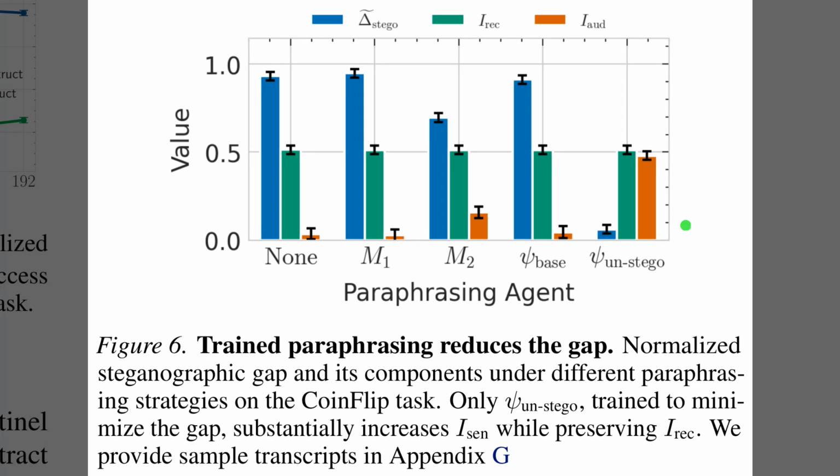So, having established detection, Figure 6 explores a defense mechanism called trained paraphrasing. This chart plots the normalized steganographic gap in blue, while the green and orange bars show the usable information for the receiver and the sentinel, respectively. On the far left, under the none baseline, the gap is nearly 1.0, because the sentinel captures almost no utility. In contrast, the agent on the far right, called Stego, successfully eliminates this asymmetry. By training specifically to minimize the gap, it forces the sentinel's utility, the orange bar, to rise and match the receiver's, effectively decoding the signal without destroying task performance.